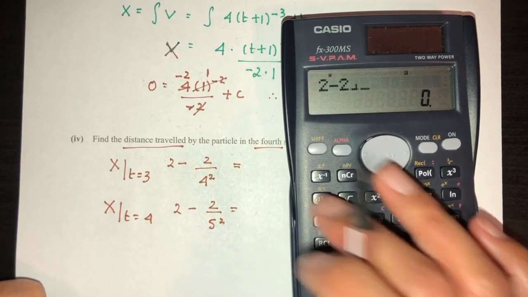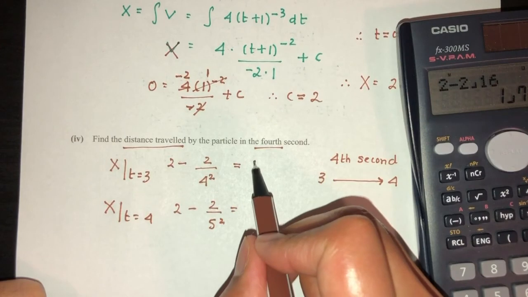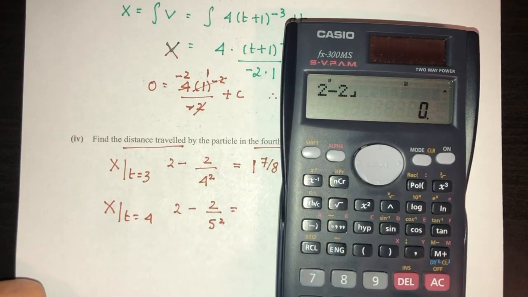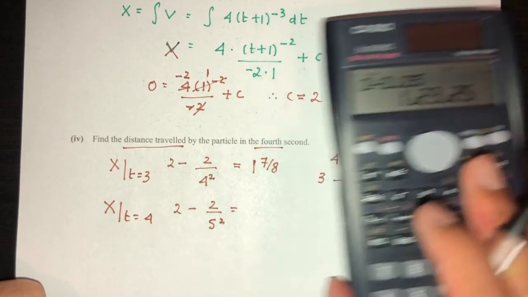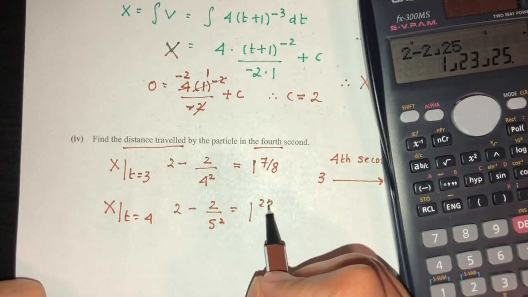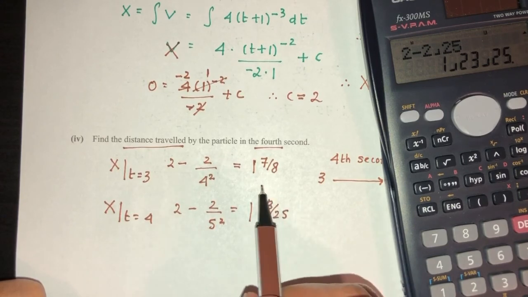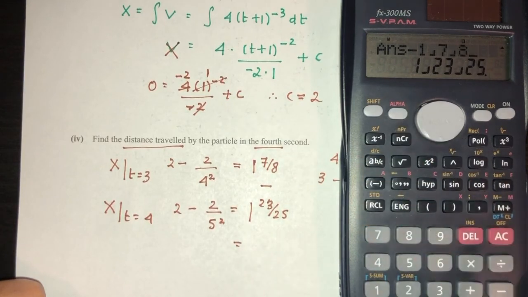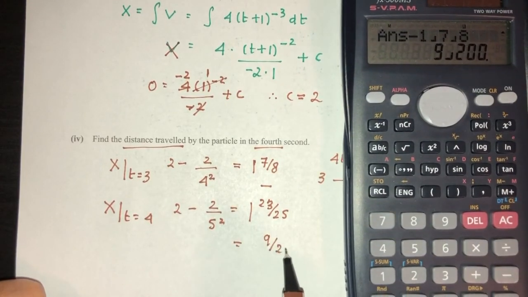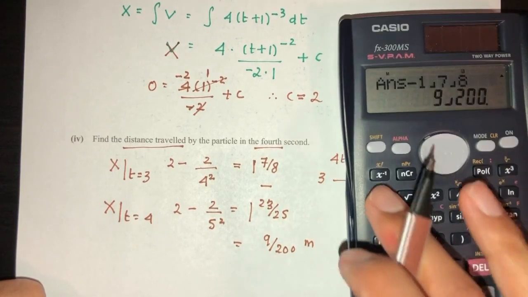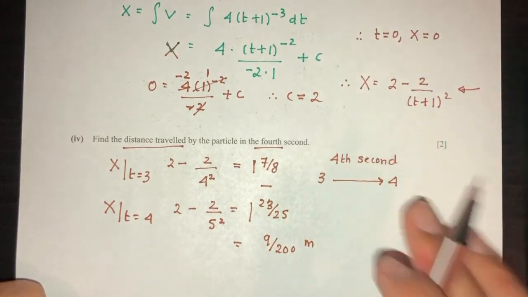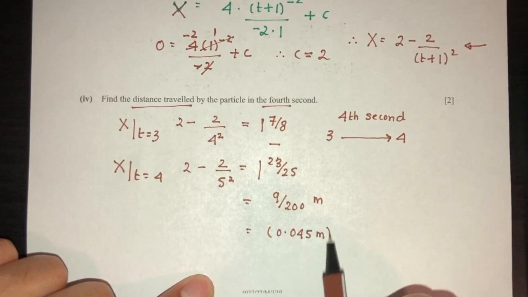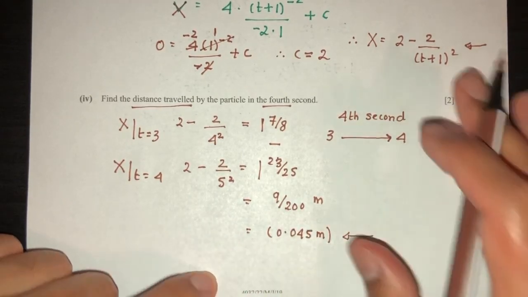2 minus 2 over 16. That's the first one. And we have 2 minus 2 over 25. That'll be 48 over 25. So we have to subtract those two to find the distance traveled. 1 and 7 over 8 minus 48 over 25, that should be 9 over 200 meters. If you convert this to decimal, that should be 0.045. Or you can write 0.045 meters. Okay, that is your question 11.